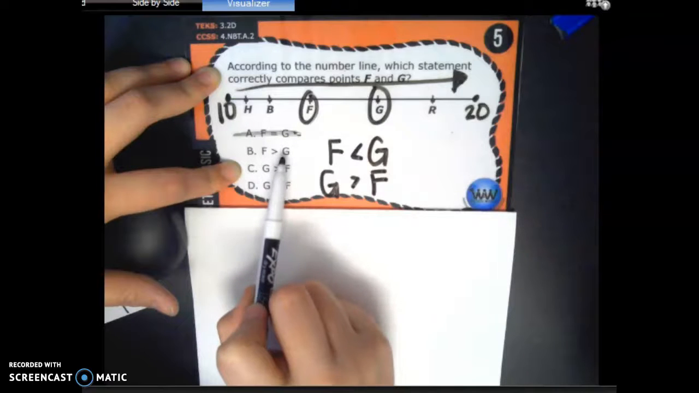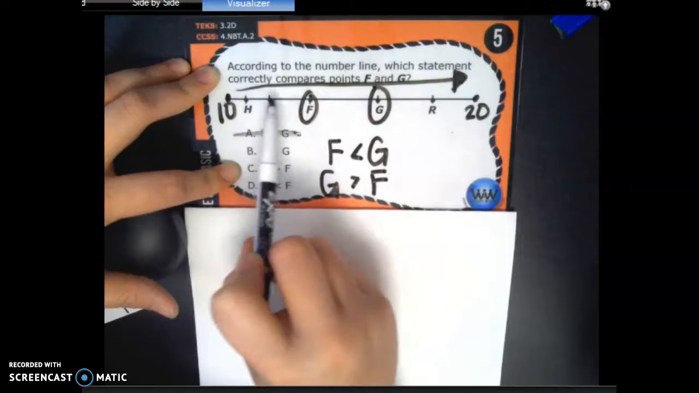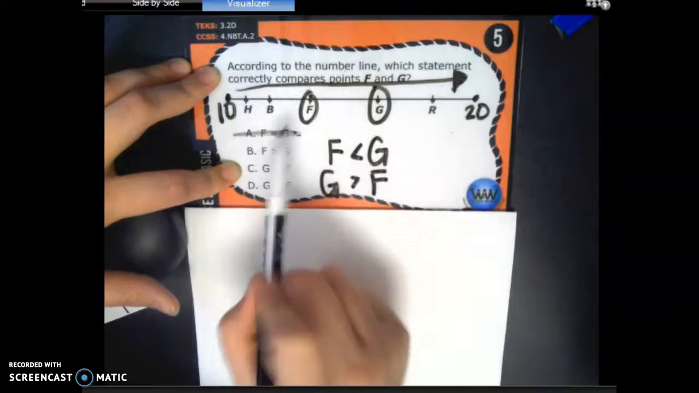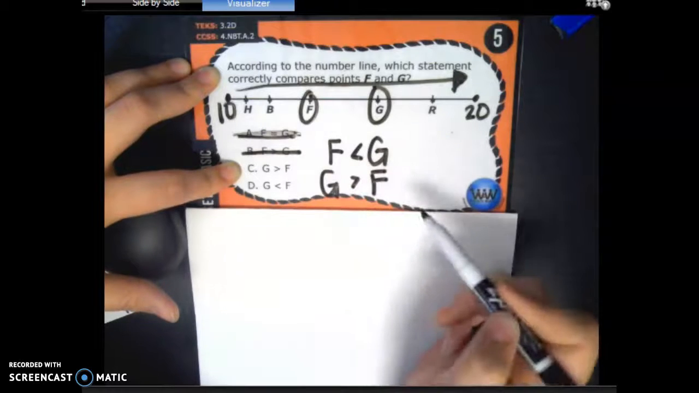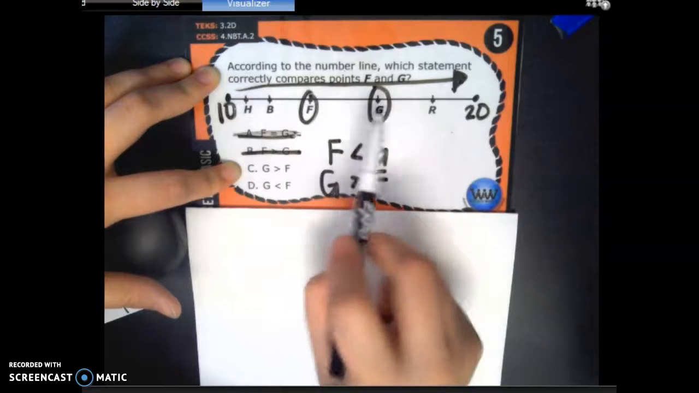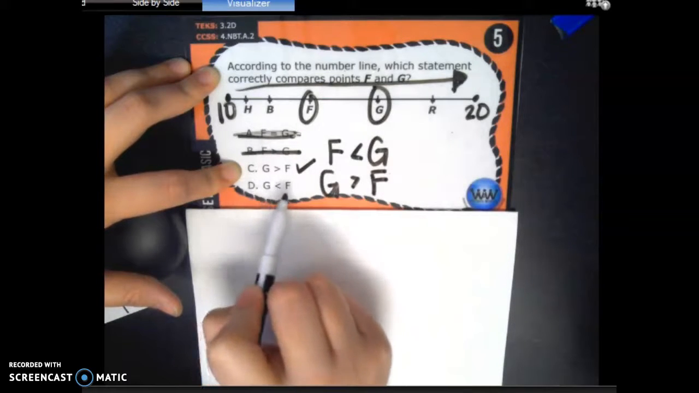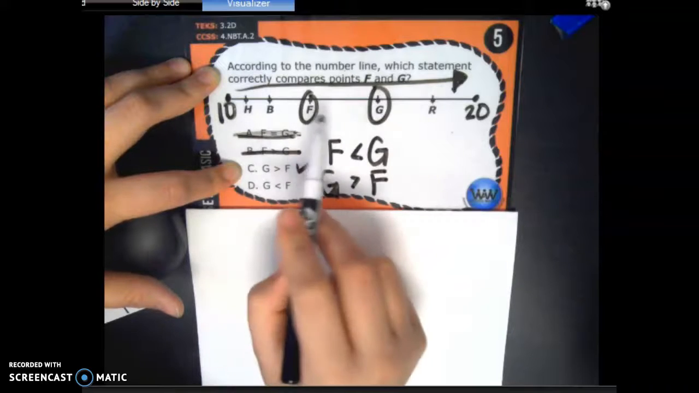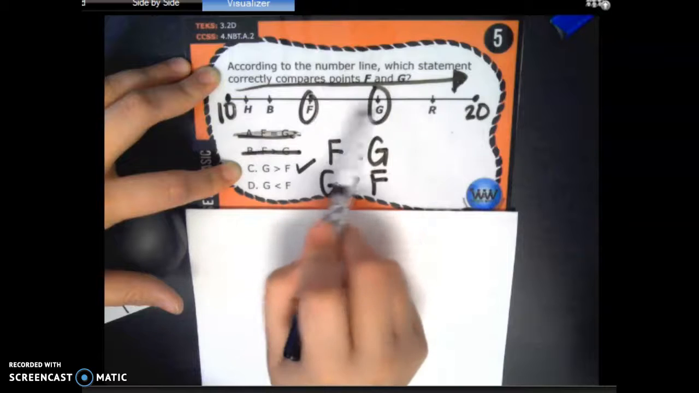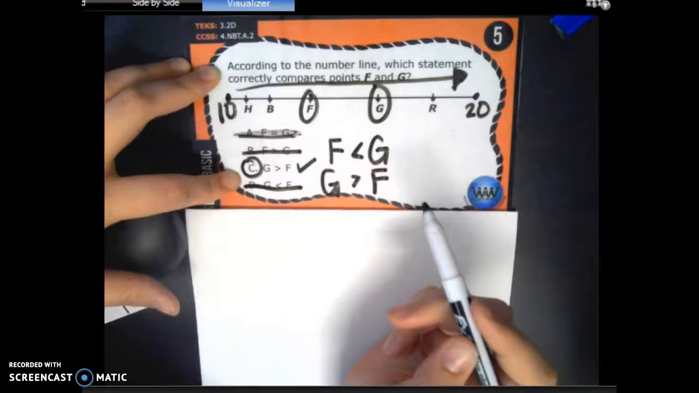F is greater than G? No, because this is 10. This is 20. As you move across the number line, your numbers are going to get bigger. So F is not greater than G. G is greater than F. As you move across your number line, your numbers get bigger. G is going to be bigger than F, or G is less than F. As we move across our number line, our numbers get bigger, and G is going to be towards the end of the number line, meaning it's going to be bigger than F. That is not your answer. Your correct answer would be C.